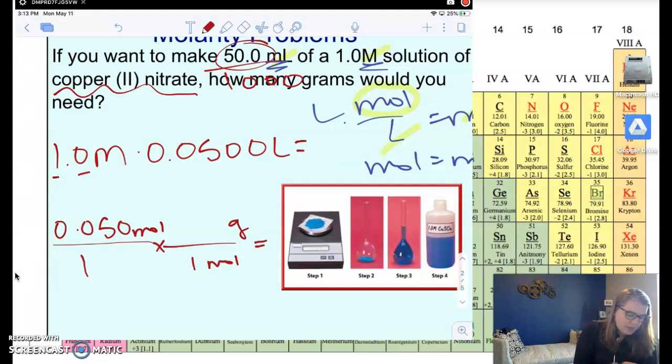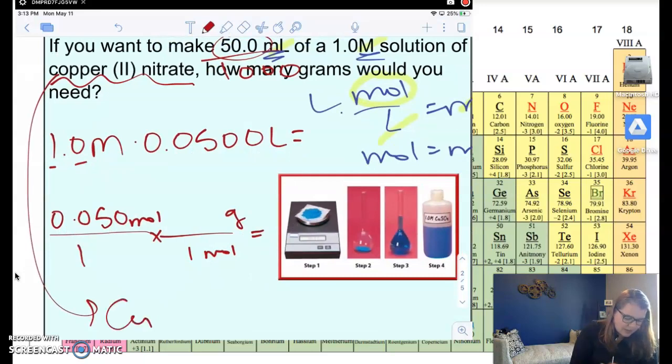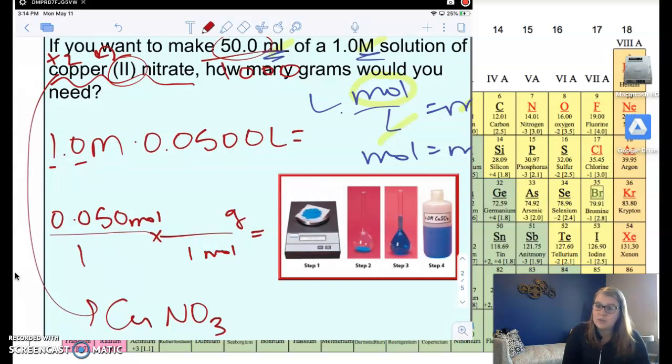My compound here is copper 2 nitrate, so lots of good review in here. Copper is Cu, nitrate is the polyatomic ion NO3. The Roman numeral 2 here represents the fact that copper has a +2 charge. It's one of those transition metals that can have variable charges. Nitrate has a -1 charge. So if this is a +2 and a -1, I'm going to need 2 nitrates. Remember, if you've got multiple of a polyatomic ion, you need parentheses around it. So let's go ahead and figure out the molar mass of this.